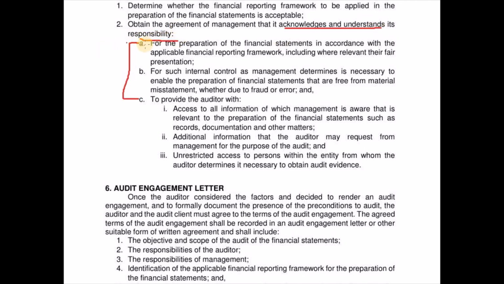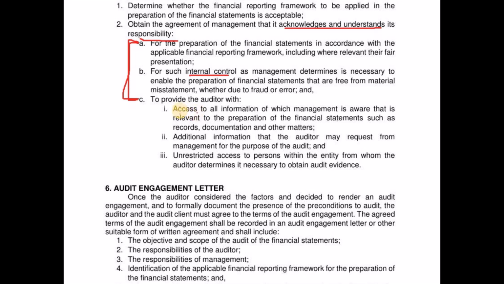So, kani siyang tulo, kaning tulo, responsibility na siya sa management. So, first, the preparation of the financial statements in accordance with the applicable financial reporting framework, including where relevant their fair presentation. Ikaduha, ang internal control as management determines is necessary to enable the preparation of the financial statements that are free from material misstatement, whether due to fraud or error.